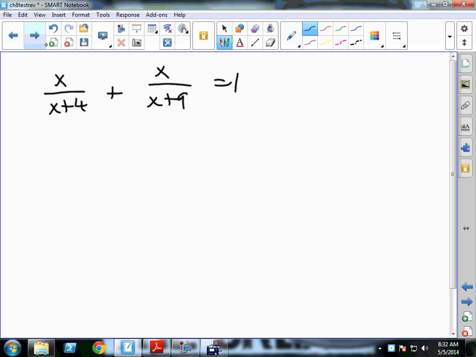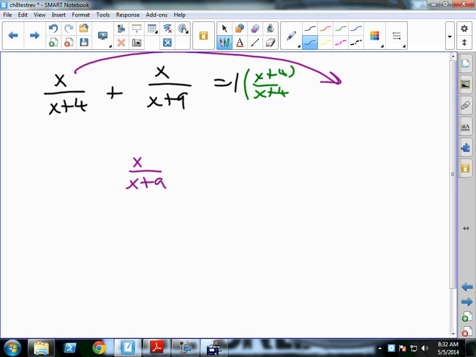Well, this one, we need a common denominator. I could multiply each fraction by something, but I'm not going to. I'm going to multiply this by x plus 4 over x plus 4. And then I'm going to go ahead and bring this term over to this side. So when I do that, I'm going to have x over x plus 9. I'm going to have x plus 4 minus x all over x plus 4. So that's going to just be 4 over x plus 4. There we go. Everybody catch what I did there?